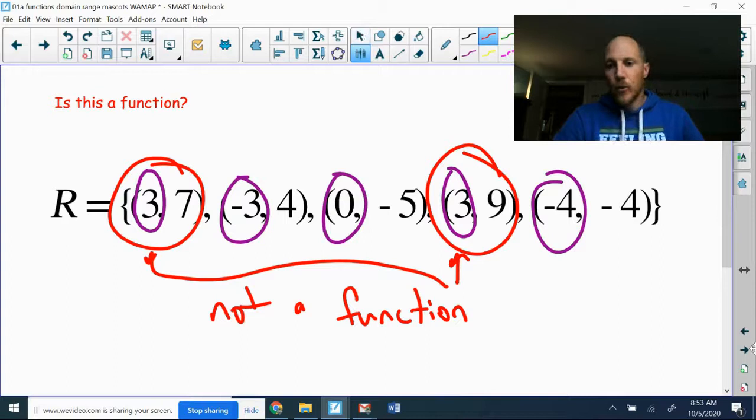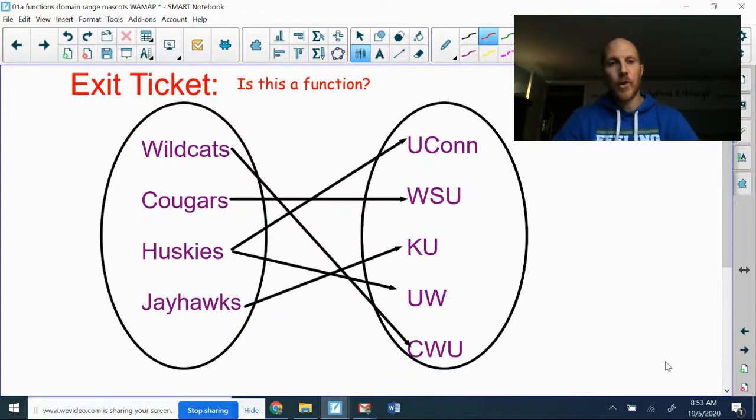All right, so in closing, let's try out this mapping diagram. It's an exit ticket. If we were in the classroom, I'd have you write down your answer and turn this in as you leave. But you just hit pause until you have an answer figured out. Is this mapping diagram a function?